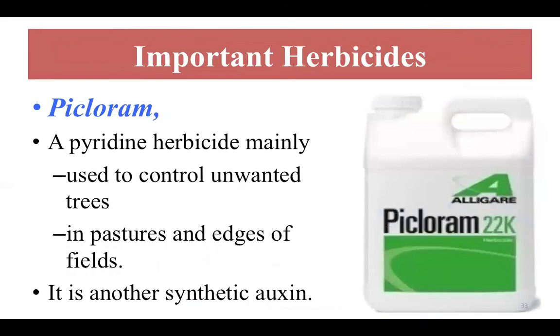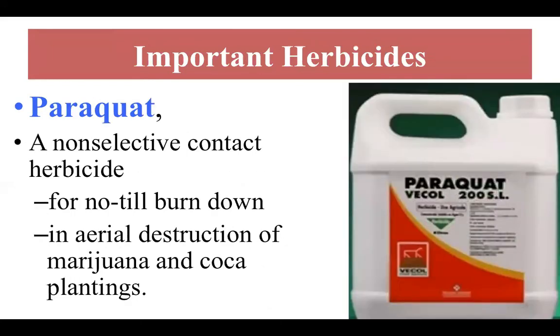Picloram. Picloram is a pyridine herbicide mainly used to control unwanted trees in pastures and along the edges of agricultural fields. It is also an example of a synthetic auxin. Paraquat is a non-selective contact herbicide used for no-till burndown and in the aerial destruction of marijuana and coca plantings. Paraquat.